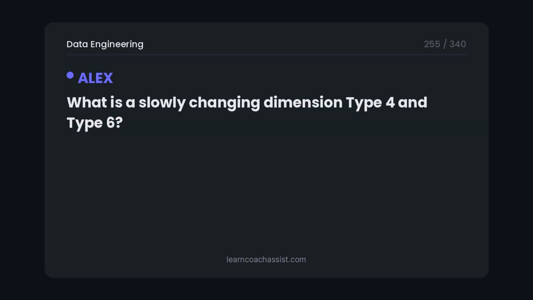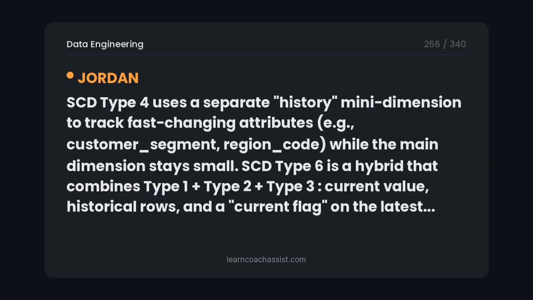What is a slowly changing dimension type 4 and type 6? SCD Type 4 uses a separate history mini-dimension to track fast-changing attributes, e.g., customer_segment, region_code, while the main dimension stays small. SCD Type 6 is a hybrid that combines Type 1 plus Type 2 plus Type 3: current value, historical rows, and a current flag on the latest version. Both are advanced patterns used in mature warehouses.